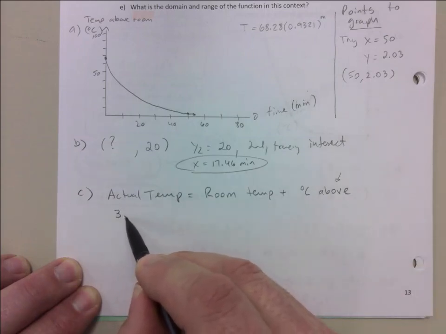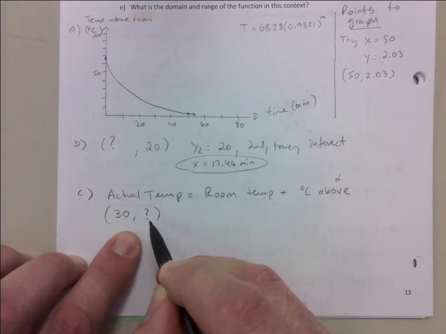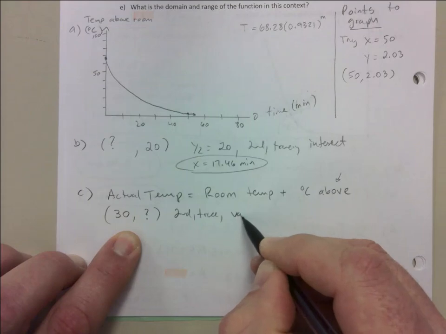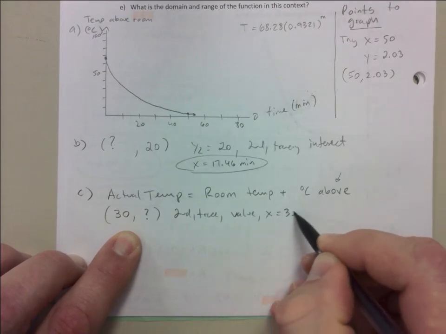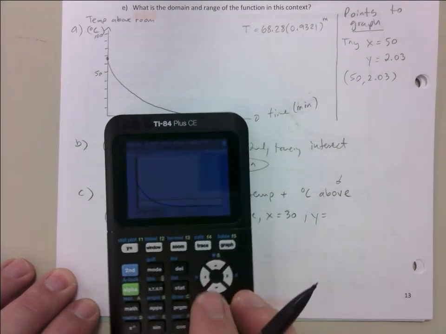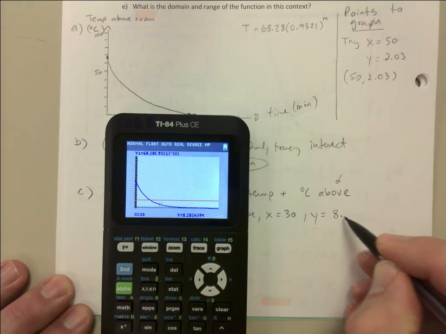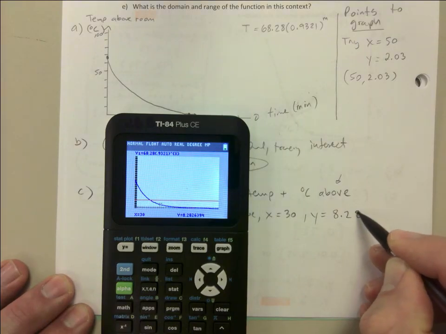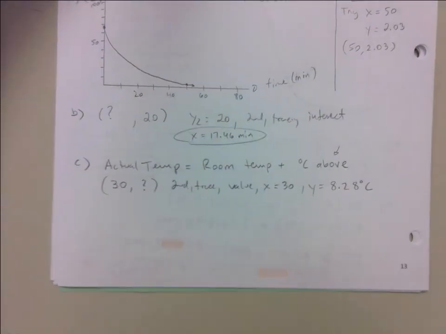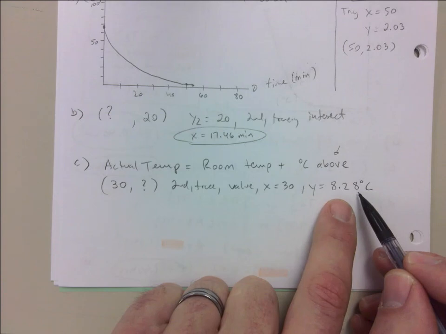So when X is equal to 30, I want to know how many degrees above room temperature I am at 30 minutes. So second trace, value, X is equal to 30, let's figure out what Y is. Second trace 1, X is equal to 30. That's 8.28 degrees Celsius. Remember, this is always temperature above room temperature. That's what we're finding every time we're finding Y.